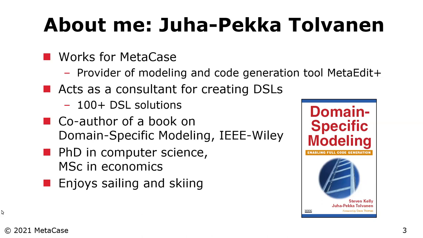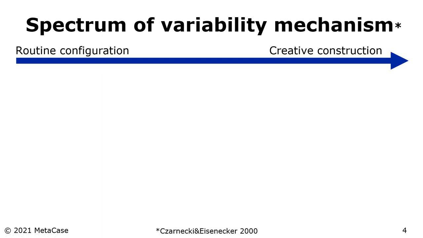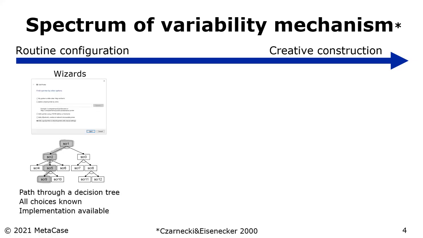So let's get started with how domain-specific modeling is different from maybe what you have seen earlier. I borrow here a slide from Czarnecki and Eisenecker, where they say that the product line has a spectrum of variability. On the one end, we have what we call routine configuration. Routine is something like when you install a printer for your PC. You have a wizard, and the wizard asks questions to set the variation for your printer.